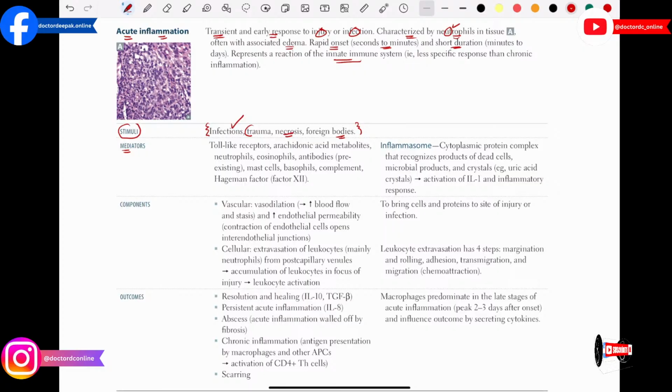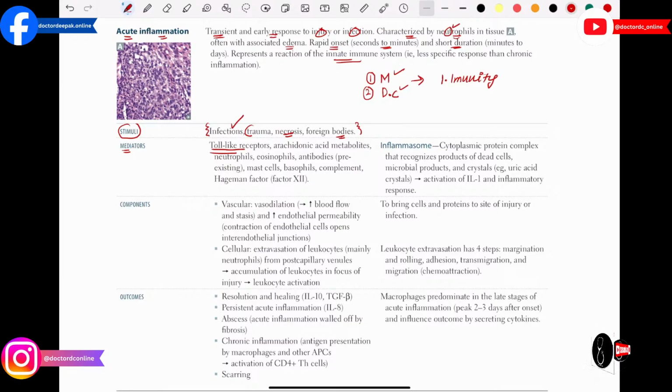These are the important mediators of acute inflammation. First of all is the toll-like receptor. We have to understand this topic very well. First of all, you have to remember what the cells of the innate immune system are which have this toll-like receptor. Macrophages, and the second cell is the dendritic cell. Macrophages and dendritic cells are part of innate immunity, and these are the cells which have the toll-like receptors. You have to remember this.